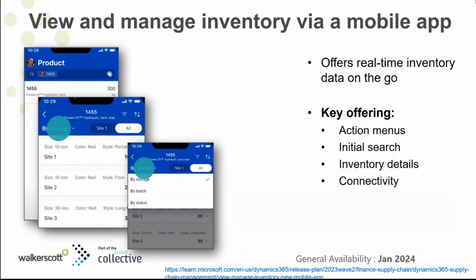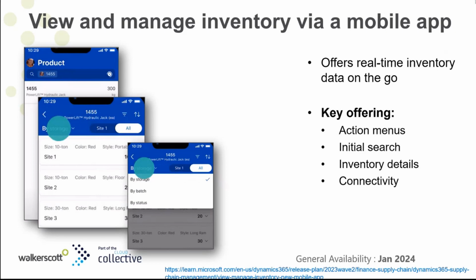And again, at the bottom of the page, you'll see the link to Microsoft Learn to see more information. The new mobile app can verify on-hand inventory, item availability, and batch information across different legal entities and locations. This feature will replace the deprecated inventory on-hand mobile workspace.